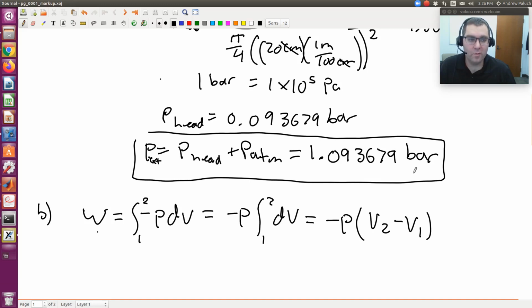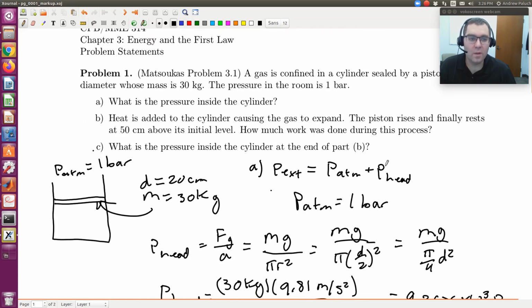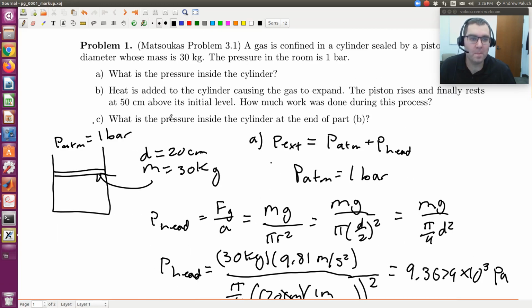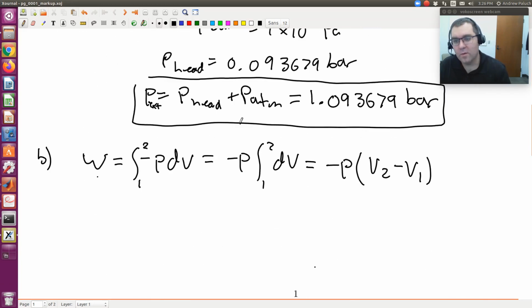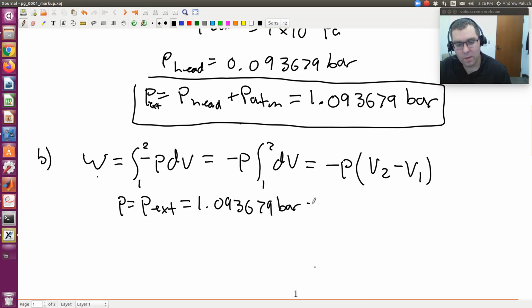All right, so let's do it. How much work is done for this expansion process? We know P. The pressure of my cylinder is this external pressure, which is 1.093679 bars, which would be 1.093679 times 10 to the 5 pascals.